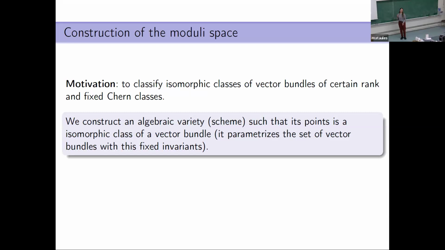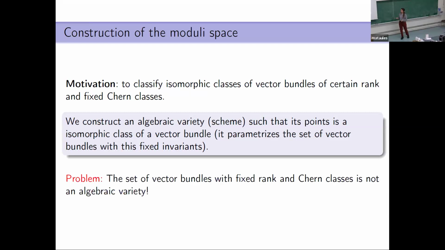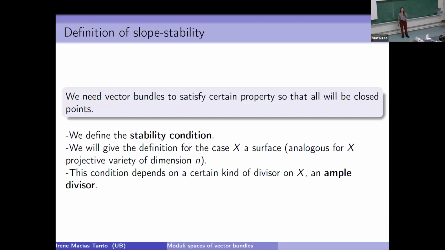So now, coming back to what we want: to create an algebraic variety. Well, it will be a scheme, but something that has a good algebraic structure that parameterizes our isomorphism classes of vector bundles with these fixed invariants. The problem is that if we consider all the vector bundles, the set that we get does not have a good algebraic structure. It's not an algebraic variety, so we need something else. To fix it, we define a condition that vector bundles should have, called the stability condition. If you consider the stable vector bundles, this set will be an algebraic variety.